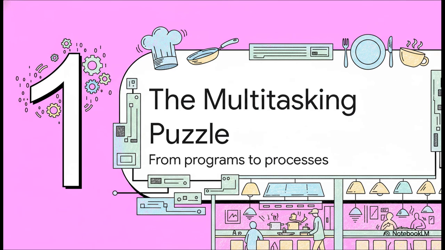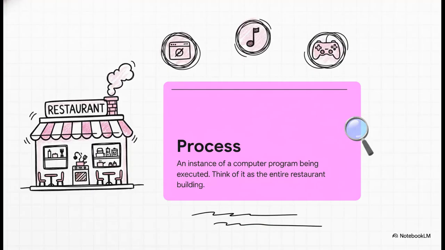To really get our heads around how your computer juggles all those tasks, we have to start with something called a process. And you know what? The best way to think about a process is to picture a restaurant. See, every single application you run, your web browser, Spotify, a game, whatever, it gets its very own process. Just think of that process like a complete self-contained restaurant. It's got its own street address, its own kitchen, its own tables, basically everything it needs to operate, and it's totally separate from all the other restaurants running on your computer.